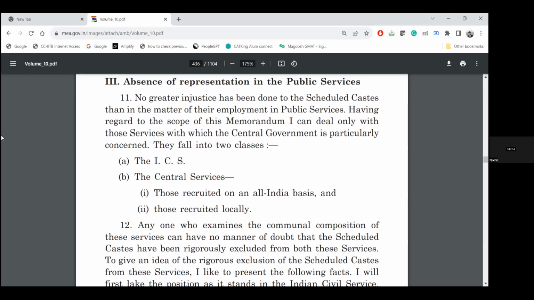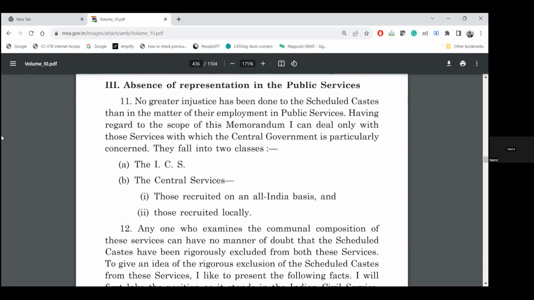I'll read further. Third, absence of representation in the public services. Point number 11. No greater injustice has been done to the scheduled caste than in the matter of their employment in public services. Having regard to the scope of this memorandum, I can deal only with those services with which the central government is particularly concerned. They fall into two classes: A, the ICS; second, the central services. Those recruited on an all India basis and those recruited locally.